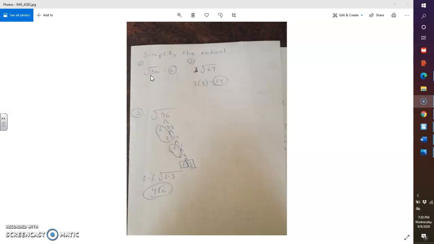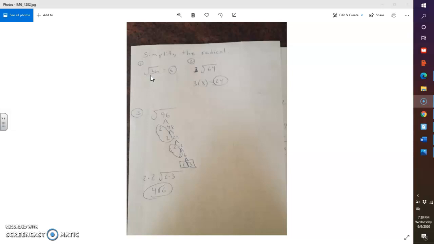So 1, 4, 9, 16, 25, 36, 49, 64, 81, 100, 121, and 144 are all perfect squares, which means they are equal to a number times itself. Okay, so for example, 49 is equal to 7 times 7. So if we were doing the square root of 49, it would be 7.